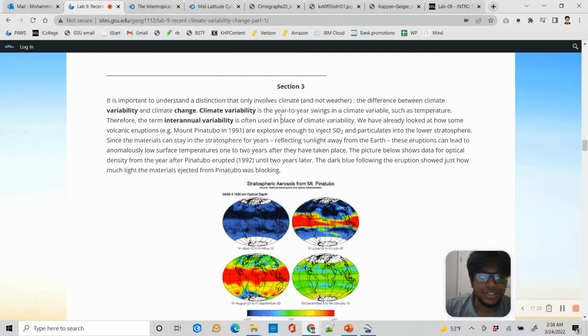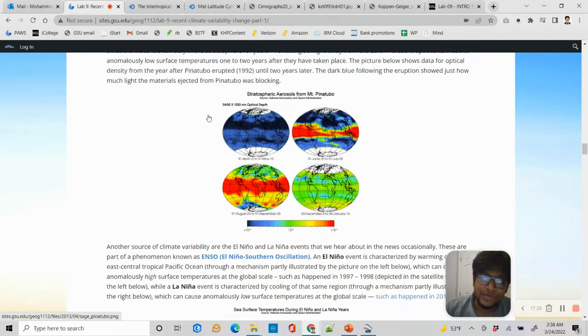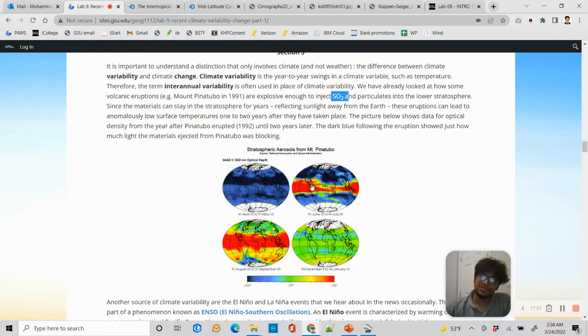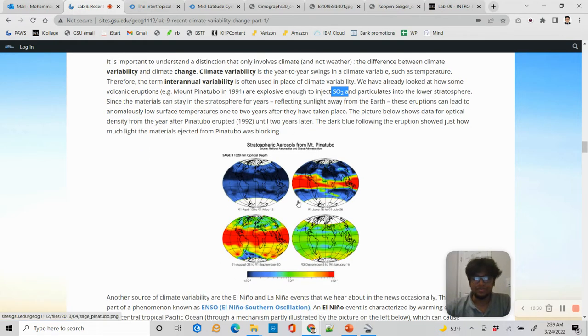Then question section 3 will give you some direct variability that we've been talking about, the El Nino, La Nina. There's the Mount Pinatubo eruption in 1991. Why did the Mount Pinatubo eruption actually cause the cooling of the temperature? What is the sulfur dioxide impact of those volcanic eruptions? Just follow those descriptions and you'll get some of the information.